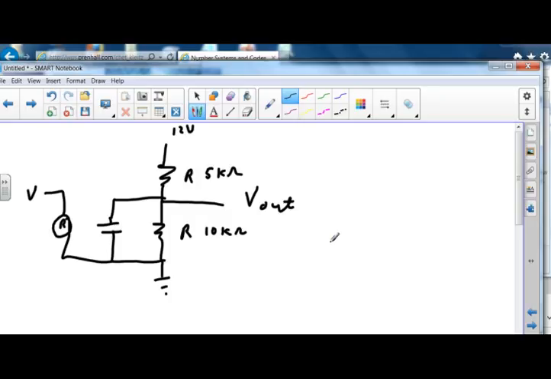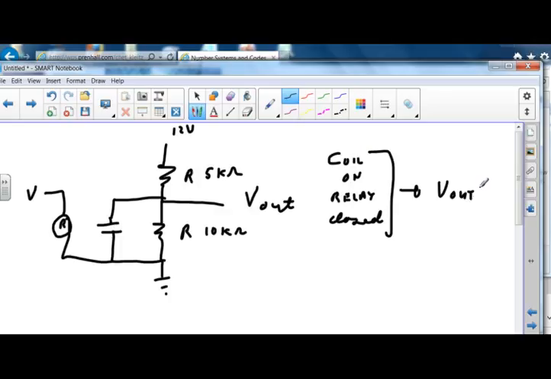Okay, so when the coil is on and the circuit is closed, the relay is closed. What do I get? I have V out equal to zero, because I've got a direct path to ground. V out is going to be zero.